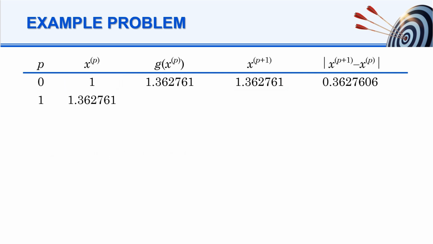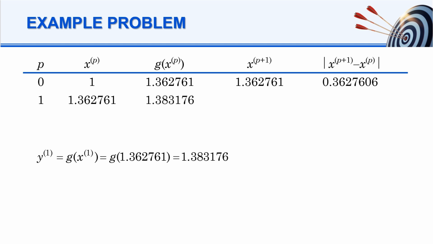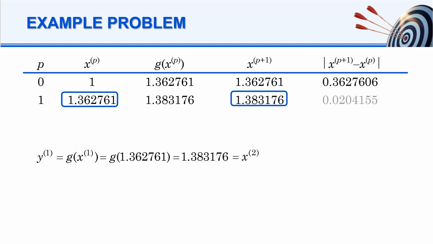We repeat the same procedure starting with x1. The vertical projection on the curve is found as follows. The value of 1.383176 is projected on the origin line and it is registered as x2. The absolute error between x2 and x1 is not small enough yet to terminate the process.